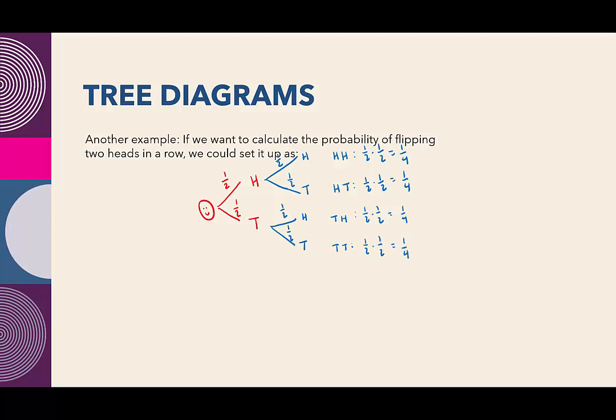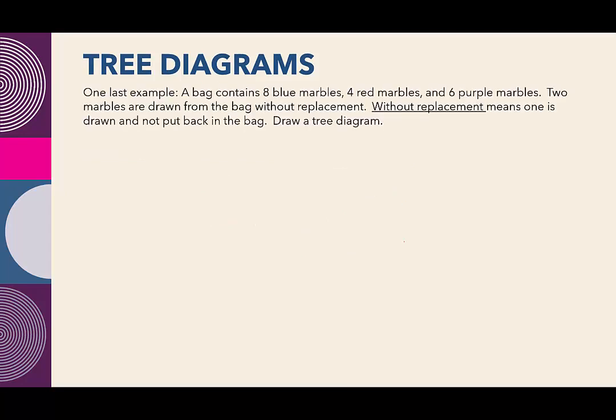But we could use these. I could ask all sorts of different questions. What's the probability that the two coins won't land on the same thing? And then you would just look at the middle two and say, well, there's a fourth here and a fourth here. So therefore there's a 1/2 chance that they'll land on opposite sides.